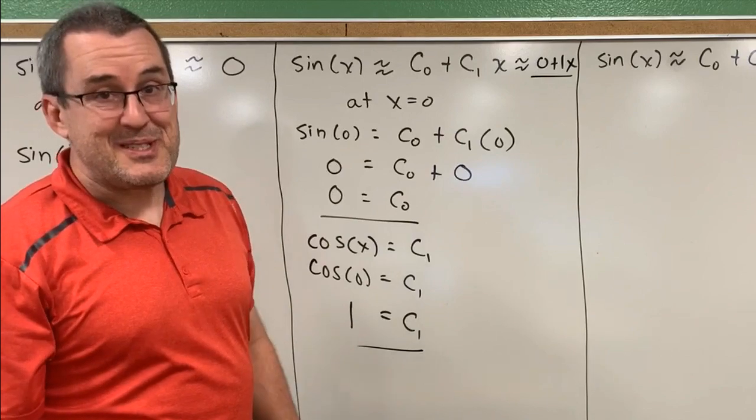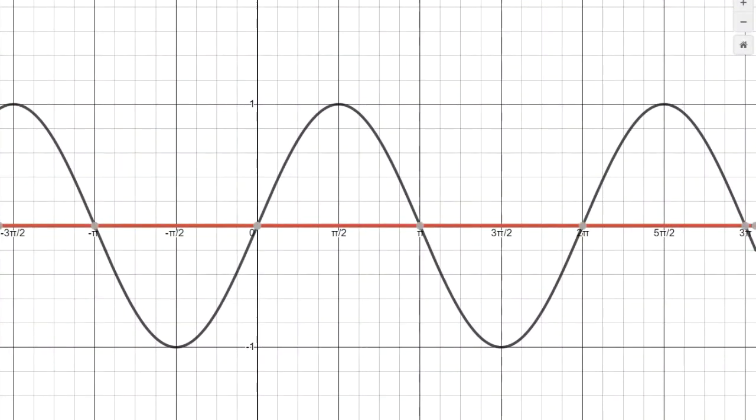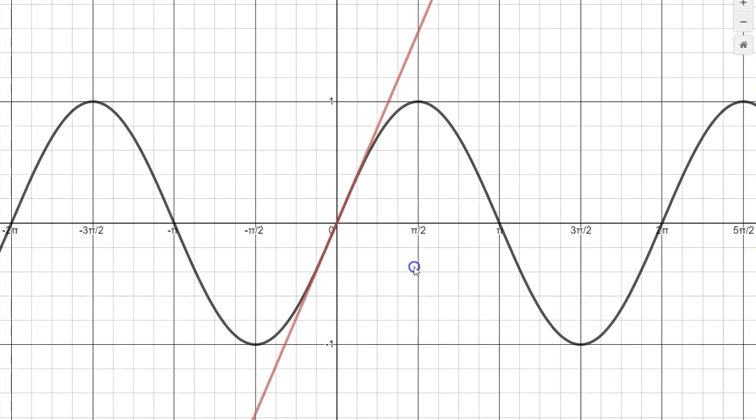Let's go to decimals and see how it looks. So we saw on the board that the linear function y equals 0 plus 1x could be a decent representation of y equals sine of x. Now clearly not perfect, but let's just see what it looks like. So I'm going to now enter in y equals 0 plus 1x, the linear function. And we can see that it's centered around x equals 0.